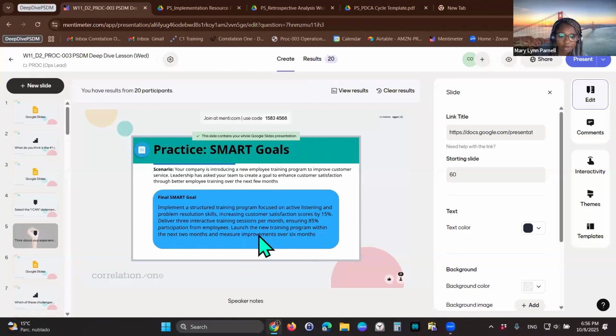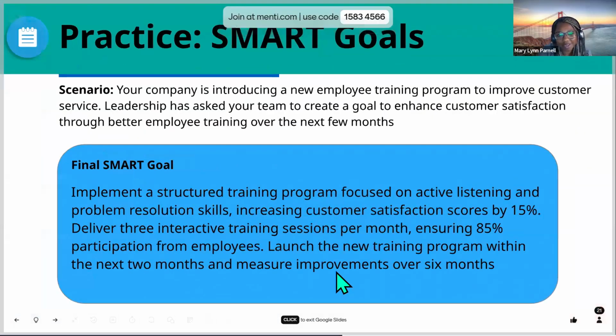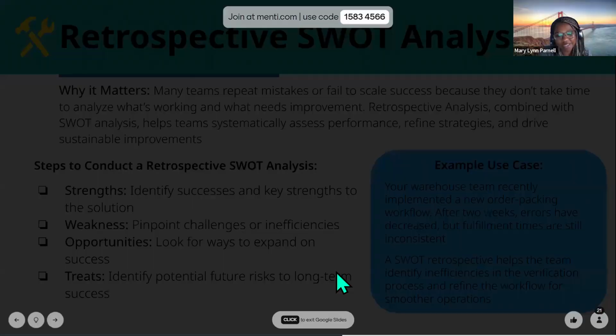Okay, so now I get to go back into the spreadsheet. I don't understand why it's doing this to me today, but we're just going to go and check it out.